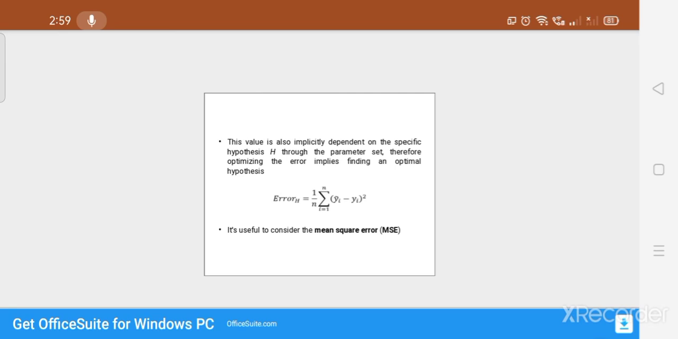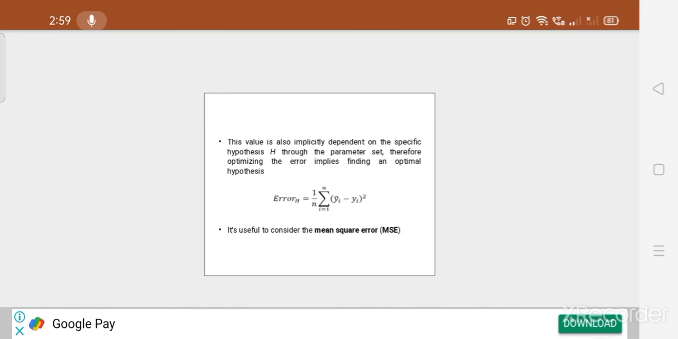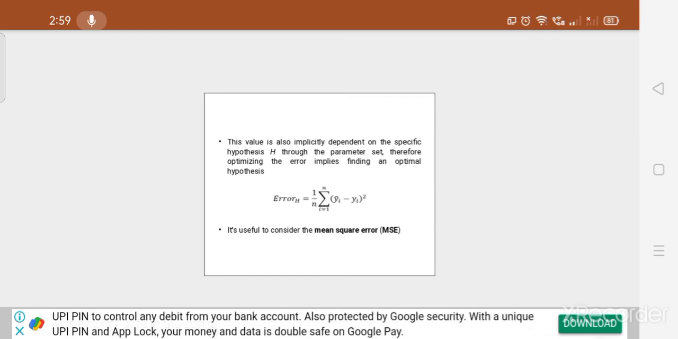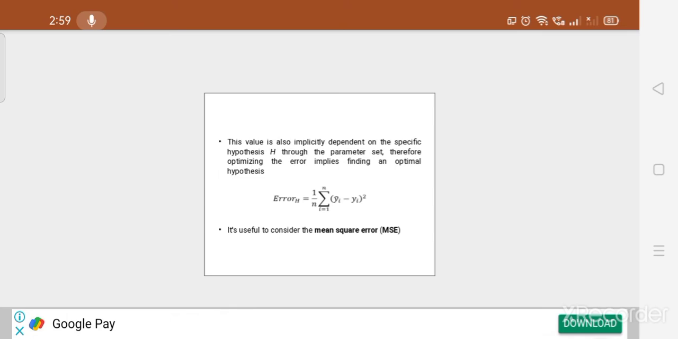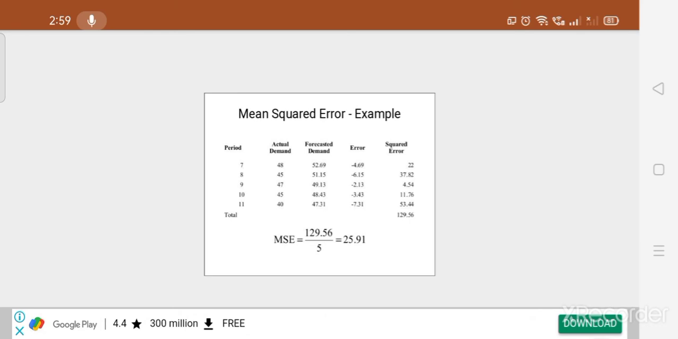So optimizing the error implies finding an optimal hypothesis. How can we find the optimal hypothesis? It is 1 by n, where n is the number of samples, of the summation from 1 to n of (yi bar minus yi) squared, expected minus predicted, squared. It's useful to consider the mean square error. Now what is mean square error?